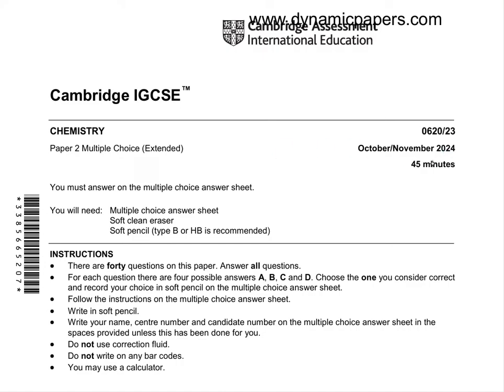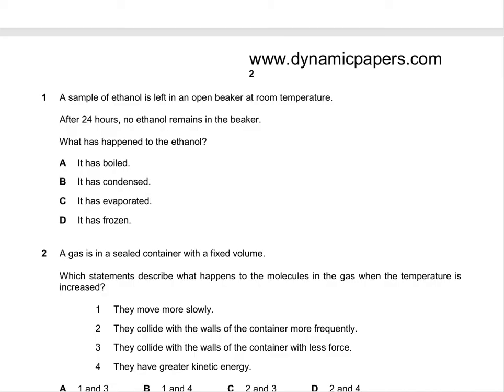Today, October/November 2024, Paper 2, Variant 3. The first question: a sample of ethanol is left in an open beaker at room temperature. After 24 hours, no ethanol remains in the beaker. What has happened to the ethanol?